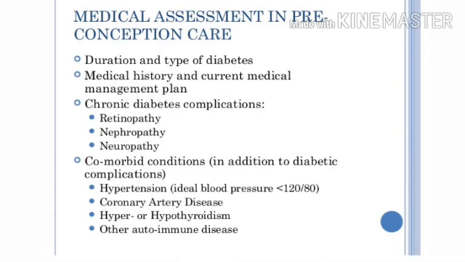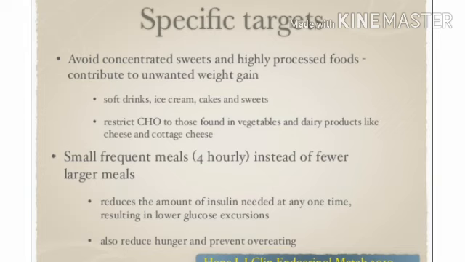In pre-gestational diabetes mellitus, we have to look for the comorbid conditions commonly associated with diabetes mellitus like hypertension, coronary artery diseases, hyper or hypothyroidism, autoimmune diseases. Better to rule out all these comorbid conditions before the pregnancy itself and manage them as early as possible. Regarding the general management, we have to give advice for the general management of diabetes mellitus.